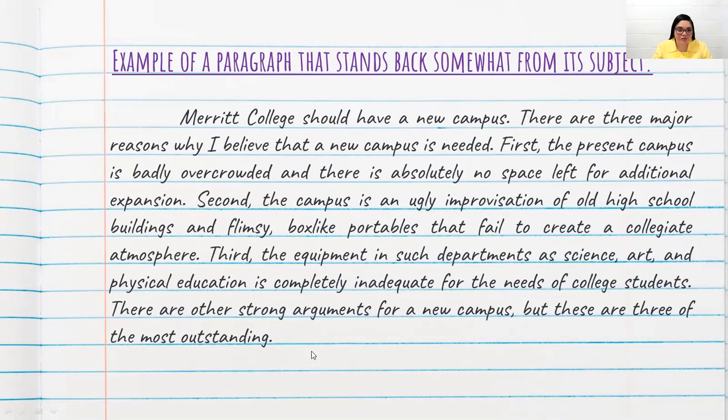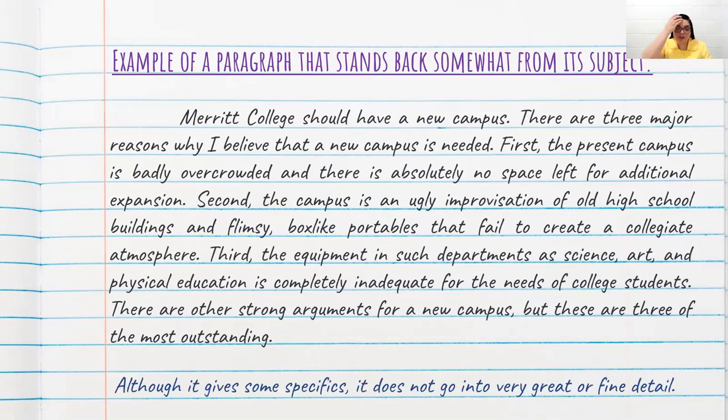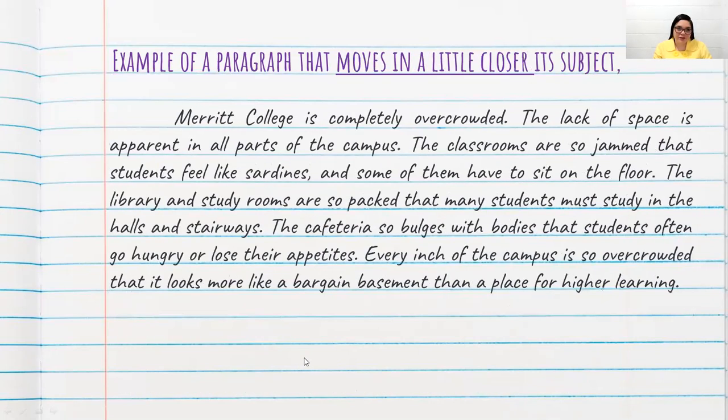Okay, what happens to this paragraph? Although it gives some specifics, it does not go into great, fine detail. Why? Because instead of going in and in, it goes on and on. Can we suggest something better for this? Yes. This one moves a little closer to its subject. Take a look at the pattern.